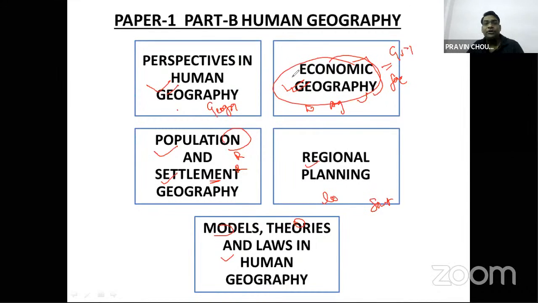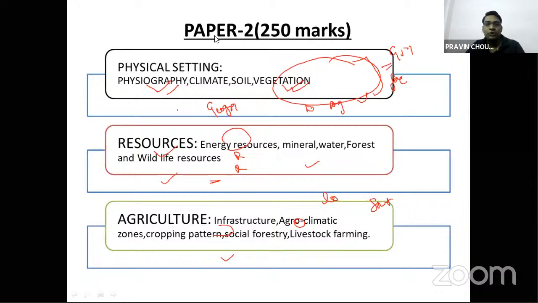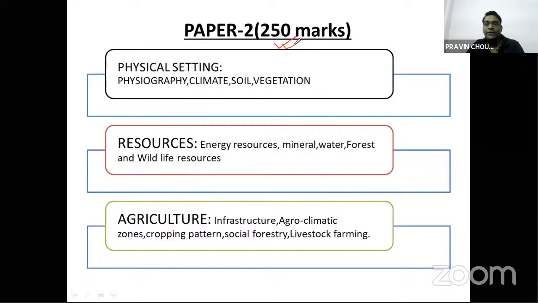First you complete your NCERT. So this is your Paper 1, the entire Paper 1 syllabus. Second one is your Paper 2. Now Paper 2, as I told you, is entirely Indian geography. It is 250 marks, and Paper 2 will be 50 marks.